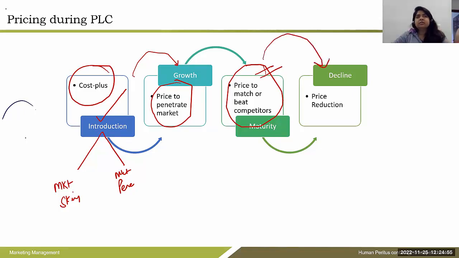Decline stage. The sales are declining, your product has reached its peak, nobody wants to buy it anymore, or probably it's already there in the market, nobody's buying new of it. So you try price reduction strategies, discounts, allowances, all these techniques so as to induce more sales. Okay, so these are the different types of strategies at different stages of PLC.